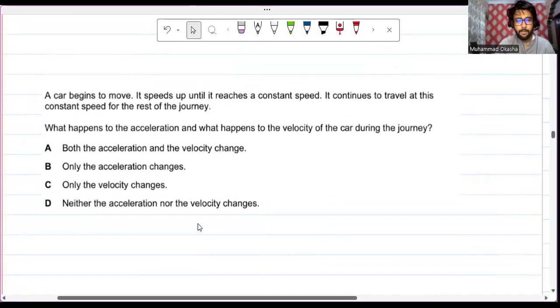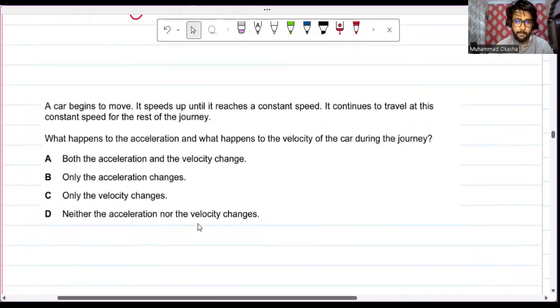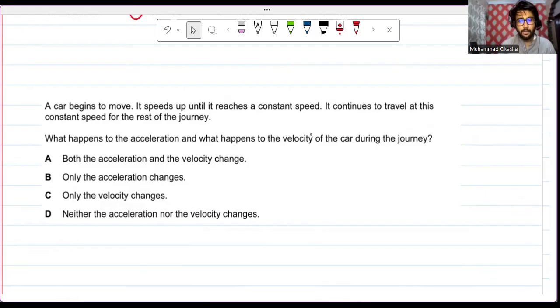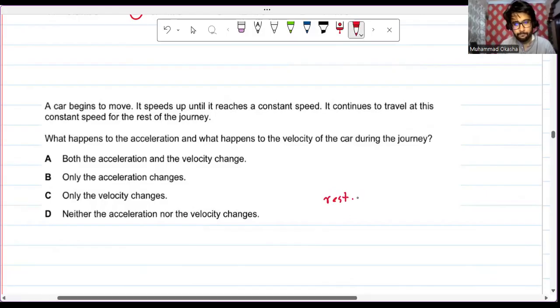Next, a car begins to move. It speeds up until it reaches a constant speed. It continues to travel at this constant speed for the rest of the journey. What happens to the acceleration? What happens to the velocity of the car during the journey? So a car begins to move, which means initially it was at rest.